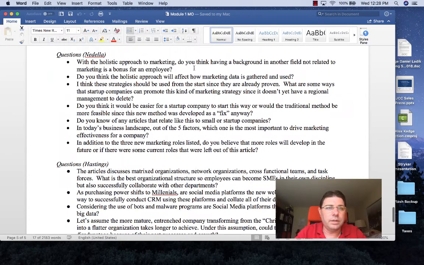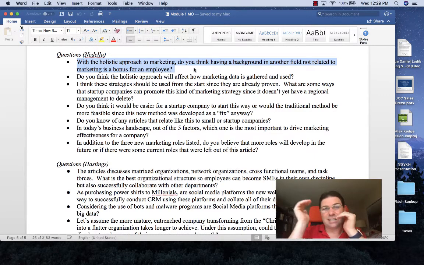With the holistic approach to marketing, do you think having a background in another field not related to marketing is a bonus for an employee? Yes, I really do. As a matter of fact, many of my marketing students who have been out for 3 to 5 years are trying to get to that next level. And they're not getting there because a finance person is taking their job, because the finance person has more rigorous analysis and analytics compared to a lot of the marketing training they might have had.